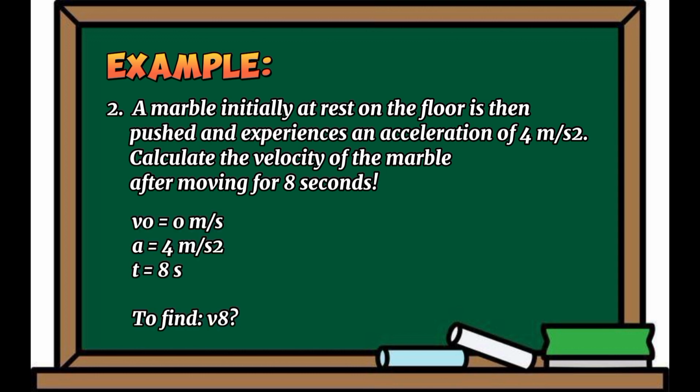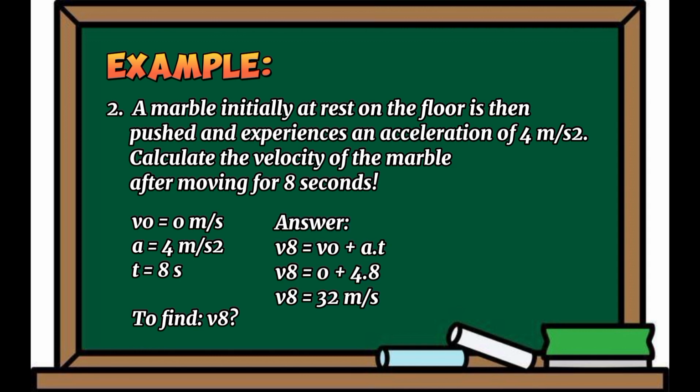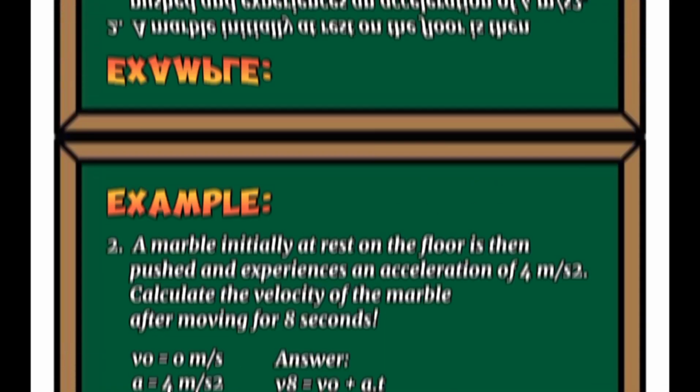For the assignment, we know the initial velocity equals 0 meters per second. Acceleration equals 4 meters per second squared. The time equals 8 seconds. The answer: velocity equals initial velocity plus acceleration times time, which is 0 plus 4 times 8, which is 32 meters per second.